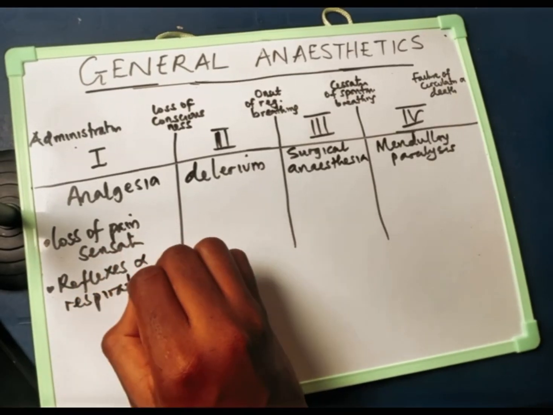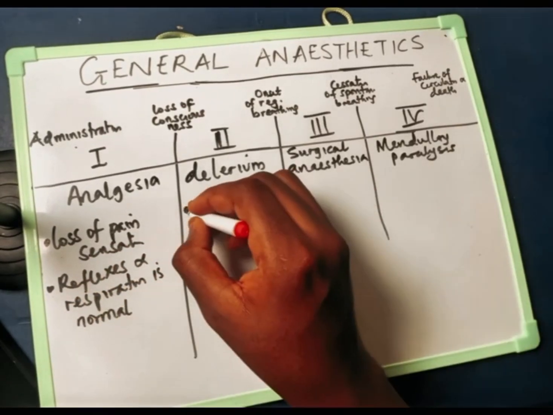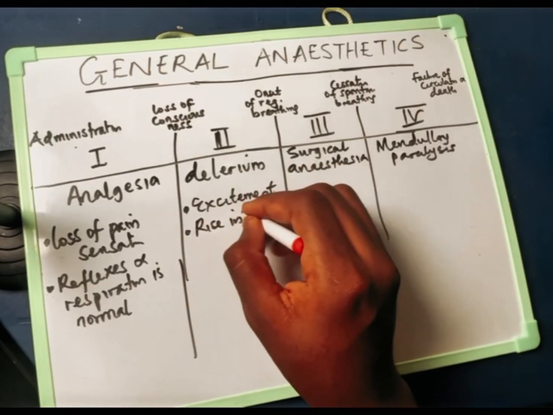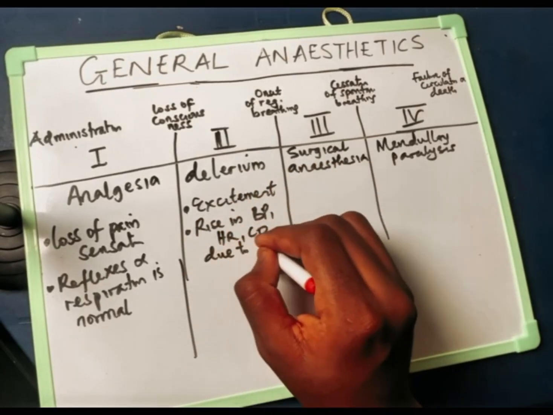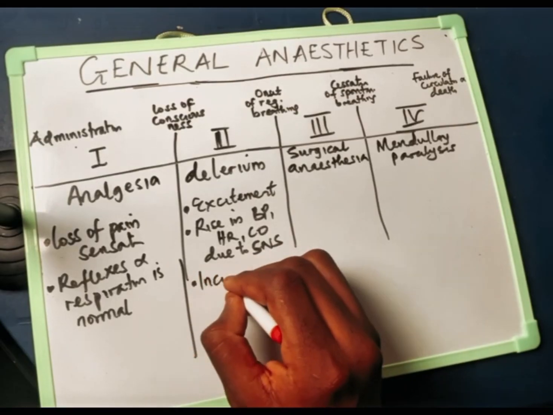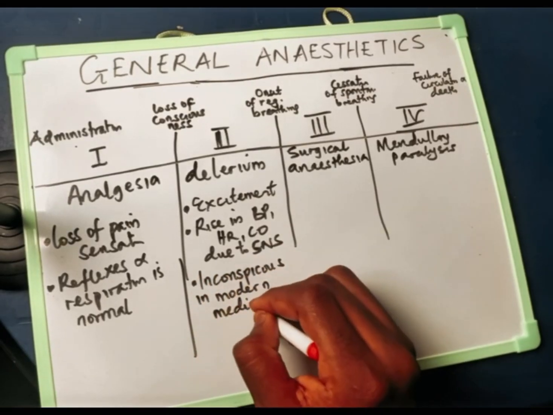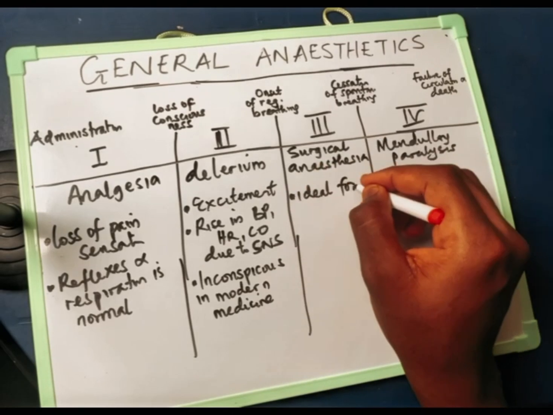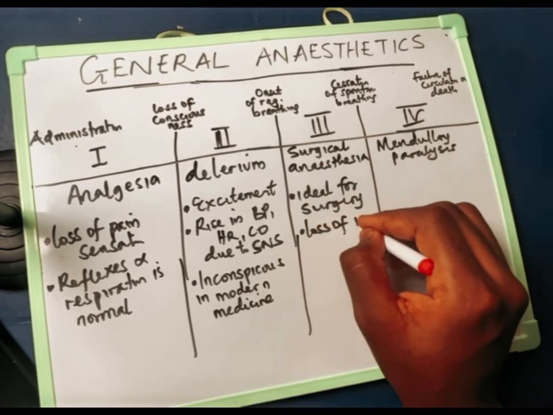Now, but reflexes are still normal. Reflexes and respiration are still normal. For stage 2, excitement, there's a rise in blood pressure, heart rate, and cardiac output due to the sympathetic nervous system. Then this is inconspicuous anyway in modern medicine. Now, stage 3 is ideal for surgery.